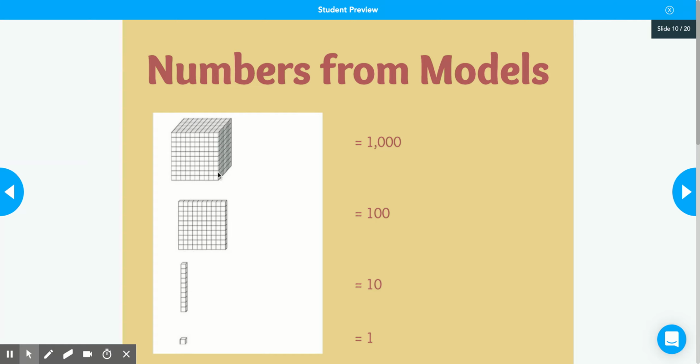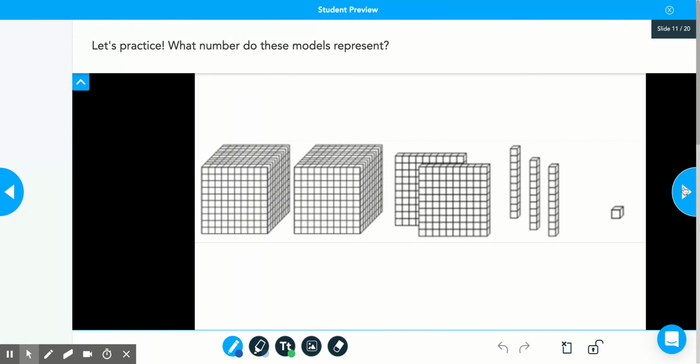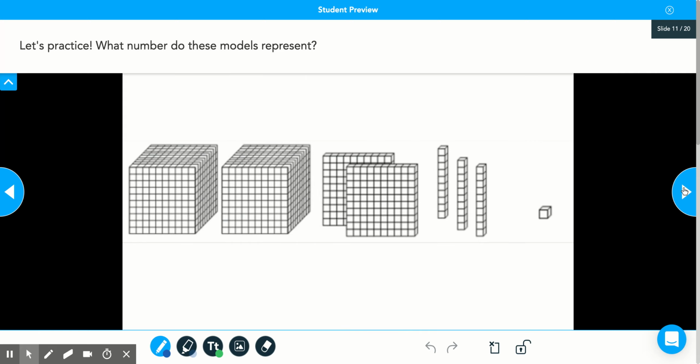higher thousands place. The next block is a hundreds block. So each of these blocks equals 100, and you can add as many as you want to get a higher hundreds place. The next block is a tens block, and each of these equals 10, and you can add as many as you want to get a higher tens place. And lastly, the last block is a ones block, and you can use as many of these as you want to get into a higher ones place. Now that we know what each block represents, let's practice.